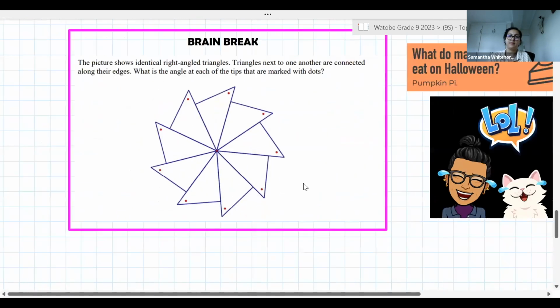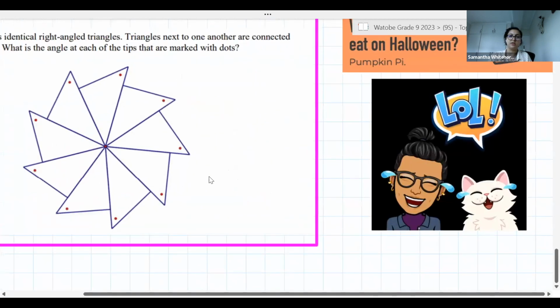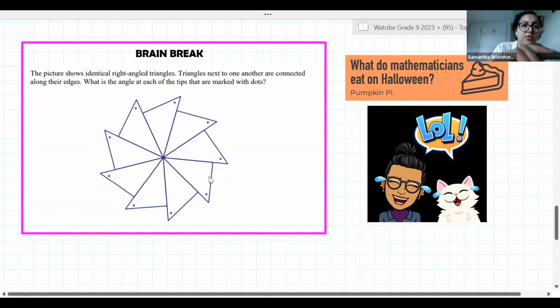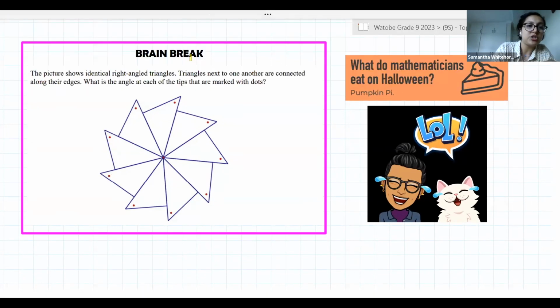Right, brain break. Here it is. So I'm going to read the question, but just make sure you're going carefully through this. It says the picture shows identical right angle triangles. So they're all exactly the same. The triangles next to one another are connected along their edges. So they all fit perfectly flat against each other. The question is asking, what is the angle at the tips that are marked with the dots? So what is the size of the angle? And these are all of these angles up here at the top.